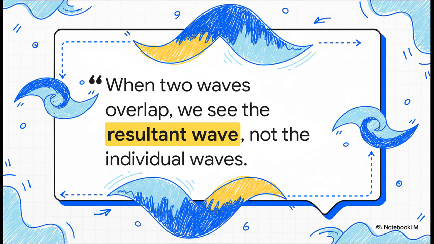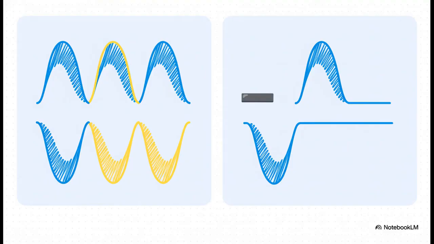The original waves aren't destroyed or anything. They actually pass right through each other like ghosts. But for that one instant they're in the same spot, we only see their combined effect. And this simple addition leads to two pretty wild outcomes.